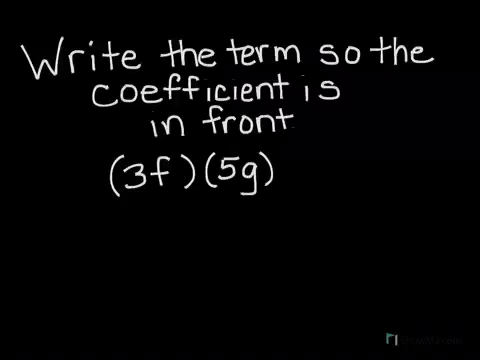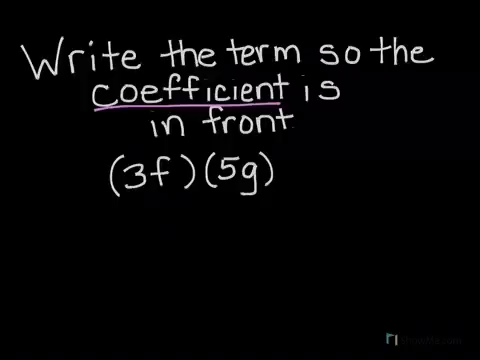Write the term so the coefficient is in the front. Coefficient is just a really fancy term for the number that is hooked to a variable. So in this case, if I was just looking at 3f, 3 is the coefficient. It is in front of the variable f. So also over here, looking at 5g, 5 would be the coefficient because it's hooked on to g.